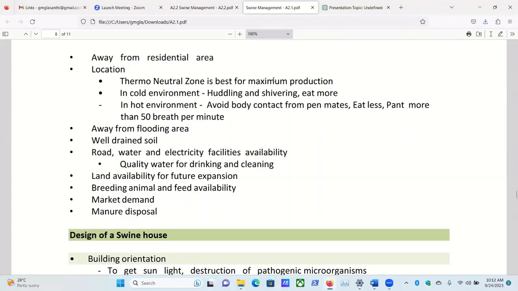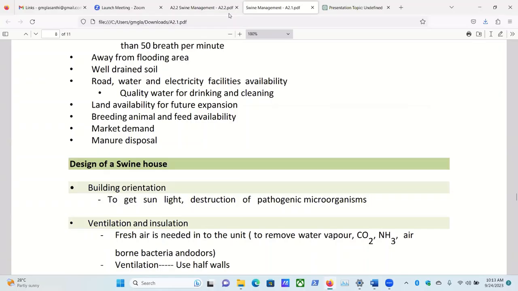At the same time, the location should be a thermoneutral zone. Thermoneutral means not too cold and not too hot. In a cold environment, huddling and shivering will be there. They eat more but don't give enough weight gain. In a hot environment, they are in a heat stress. They will pant, that means high respiratory rate, and they will eat less. So we have to avoid such extremes and go for a thermoneutral zone.